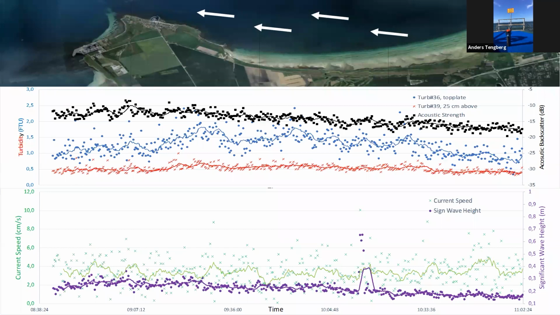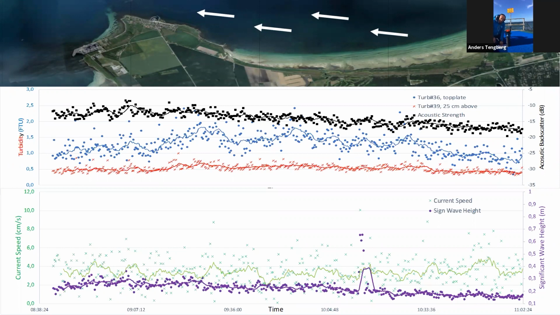Thank you, Raiden. So what we have here is a slide of data from a previous short deployment along this beach. At the top, you see this beach where I am, and you can clearly see the sandbars along the beach. The white flash on the top gives the direction of the currents at the time when we measured.